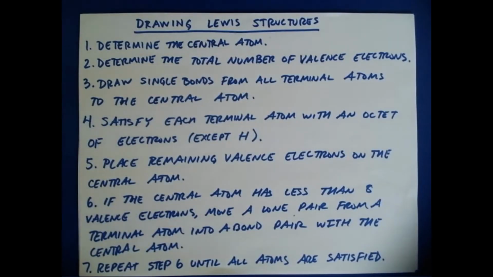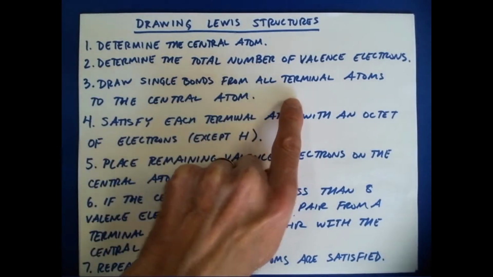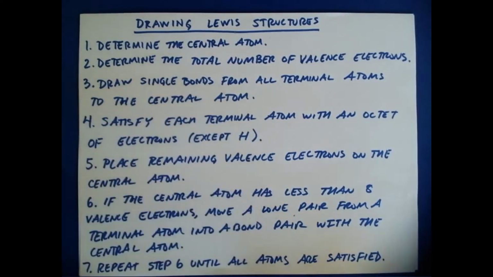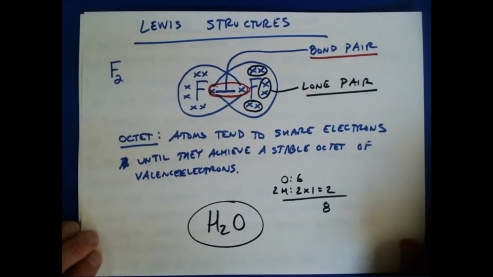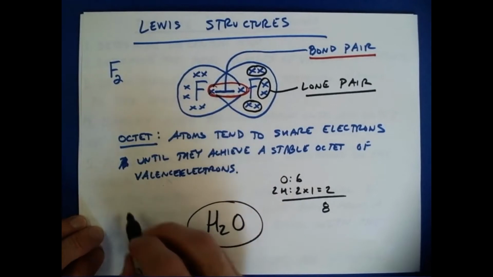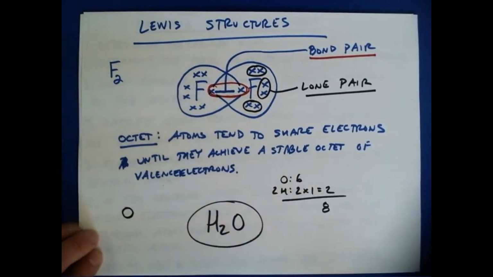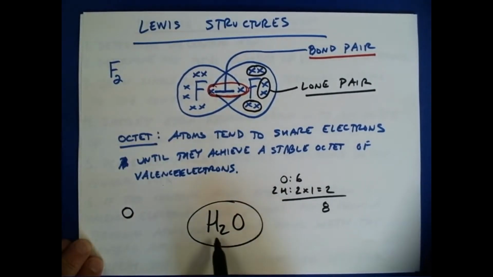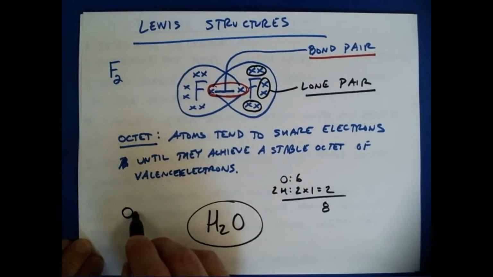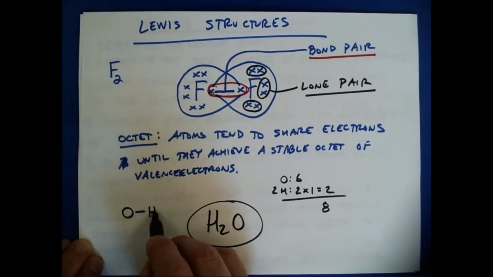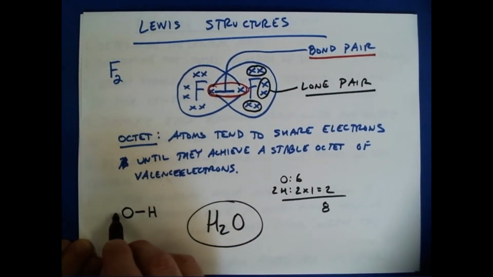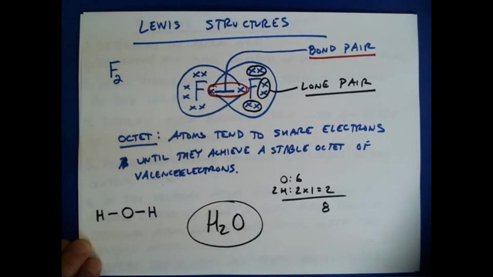Now we begin drawing the Lewis structure. And to do so, we're going to draw single bonds from all the terminal atoms to the central atom. So here's how we do this. We've determined that oxygen is the central atom, so we're going to write that in the middle. And now we have 2 hydrogens to which we're going to draw single bonds. So we're drawing single bonds from the central atom to the 2 terminal atoms, which in this case are hydrogen atoms. So that's that step.